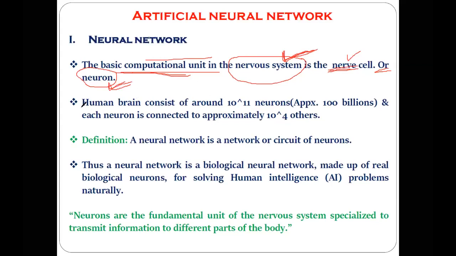Now, in the human brain there are around 10 raised to 11 neurons. How much? 10 raised to 11 neurons, which means approximately 100 billion. Now tell me, what do you mean by 1 billion? 1 billion is equal to how much?